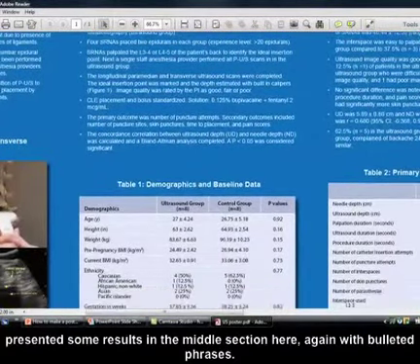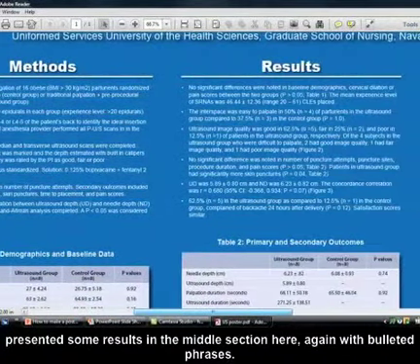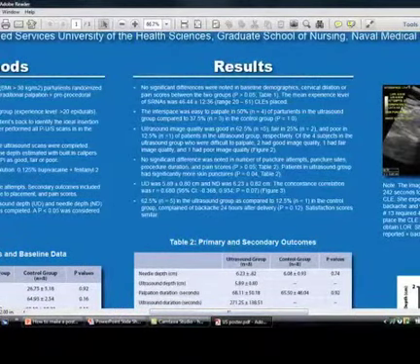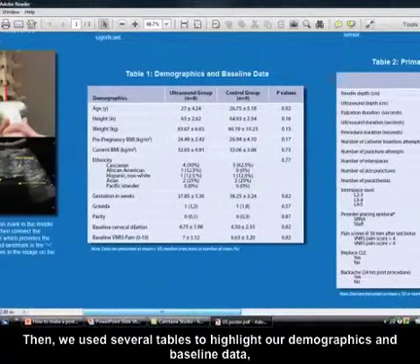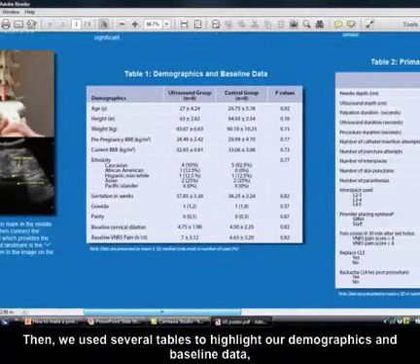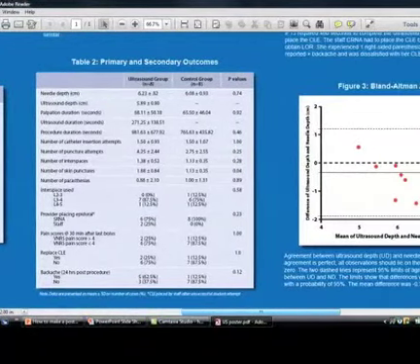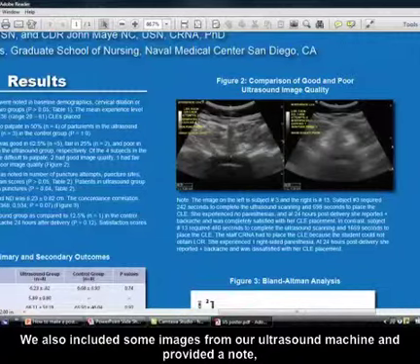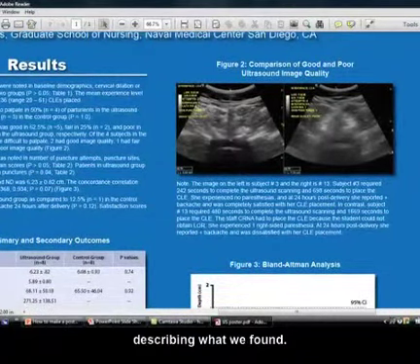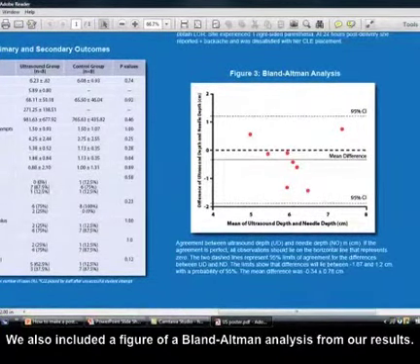And then we presented some results in the middle section here, again with bulleted phrases. And then we used several tables to highlight our demographics and baseline data, as well as our primary and secondary outcomes of the study. We also included some images from our ultrasound machine and provided a note describing what we found. And we also included a figure of a Bland-Altman analysis from our results.